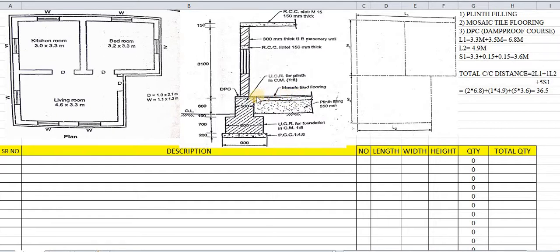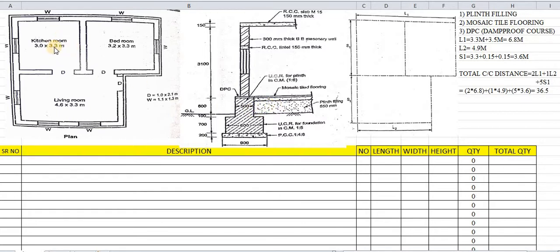This small concept is also very important, because we are measuring the quantity. Okay? So we have to see properly the section which has been provided. The mosaic tile flooring has been laid from this level where the Splint filling has been done. Okay? So we will see the various things.